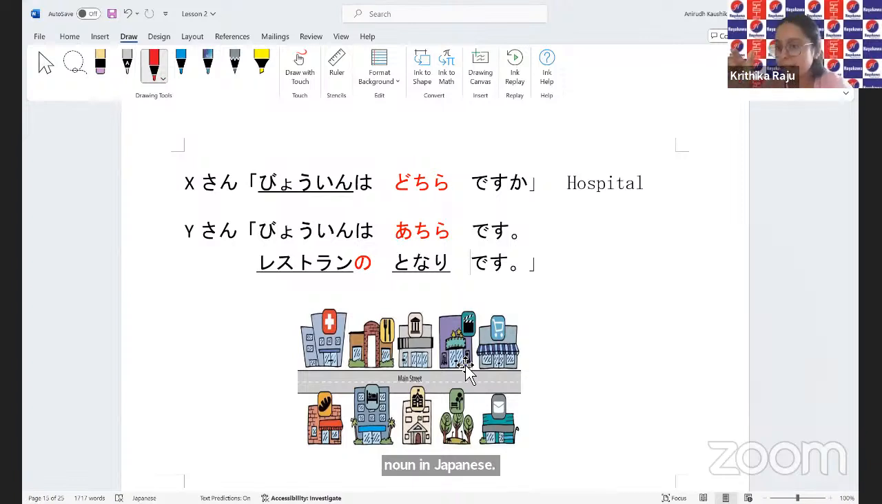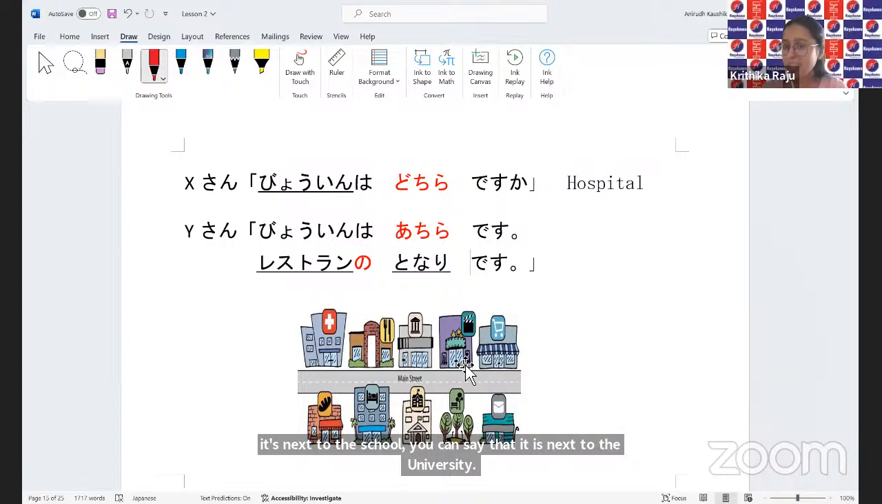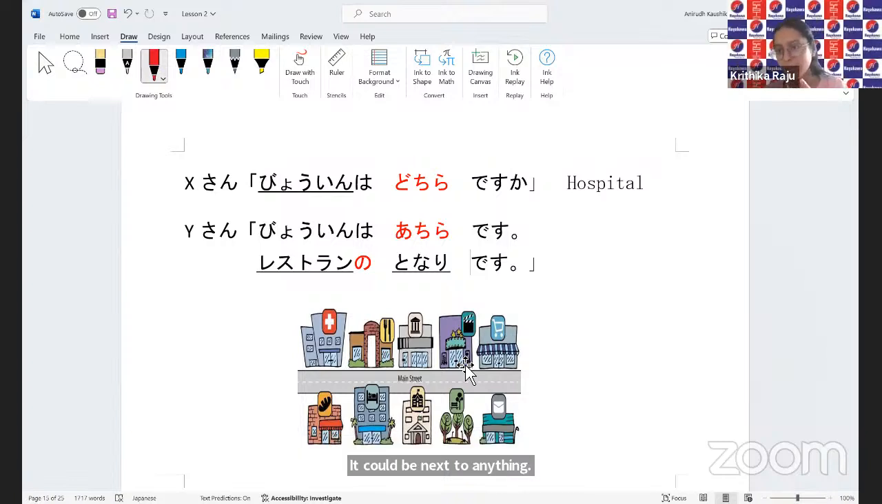Restaurant no tonari. So you can say that the hospital is next to the post office. You can say it's next to the school. You can say that it is next to the university. It could be next to anything, right? But the no gives that the quality. It's next to the restaurant. So restaurant no tonari desu. Next to the restaurant.